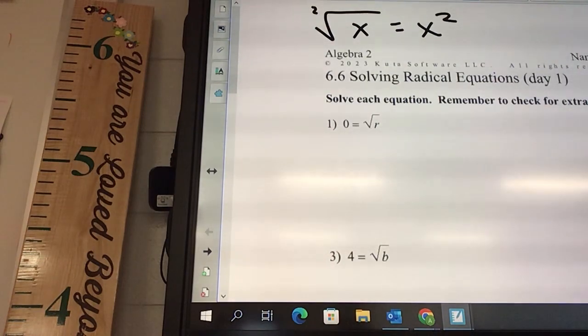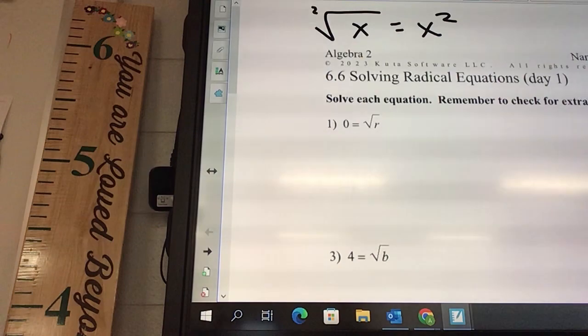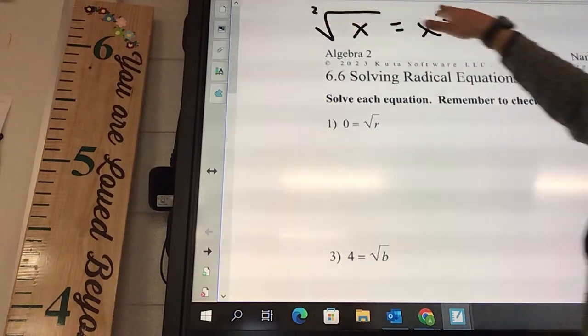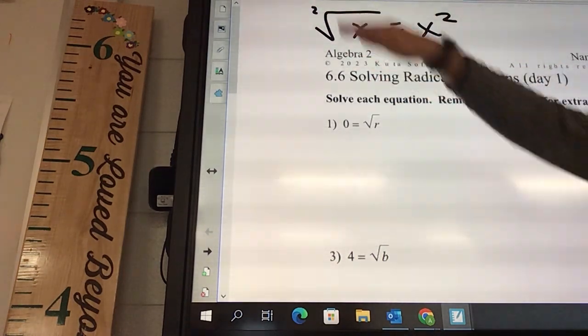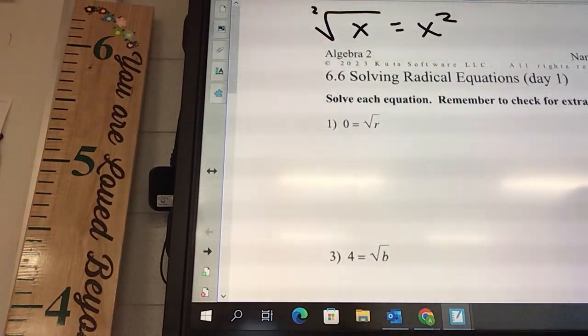So you know how multiply and divide cancel each other out? Addition and subtraction go together. Squared and square root go together. If there was a 3 here, then this would be cubed. If there's a 4 here, then there's a 4 here. That's how they cancel each other.